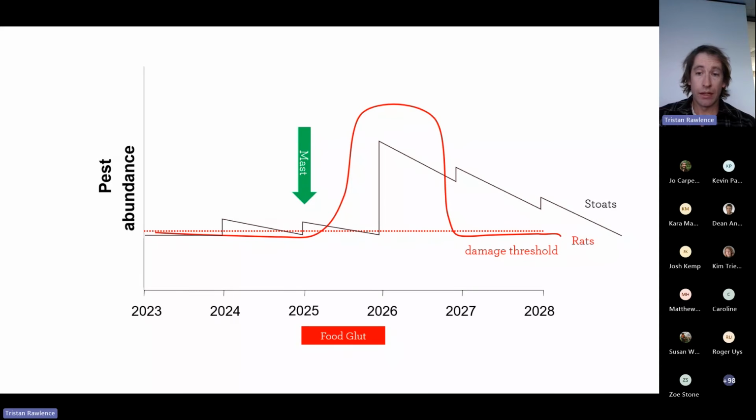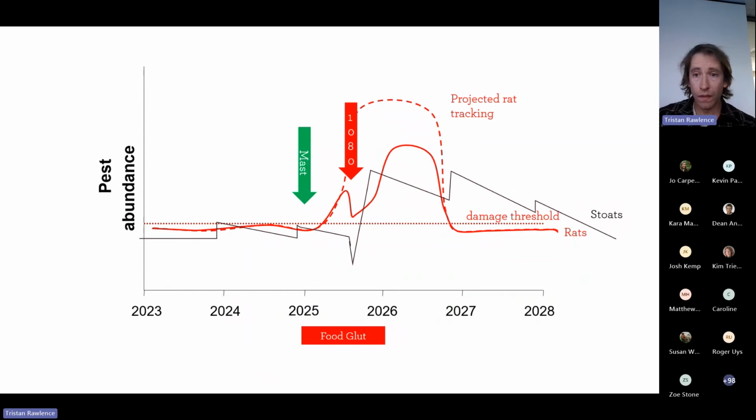But what we do know is the same mechanisms that result in poor kills for rats in South Island beech forests are likely to be contributing to poor kills in these forests. So that means if we've got growing rodent populations with abundant food, our 1080 operations are unlikely to work very well at all. So this is the situation that might happen if we ignored masts in these forests and timed our operations at the wrong time.